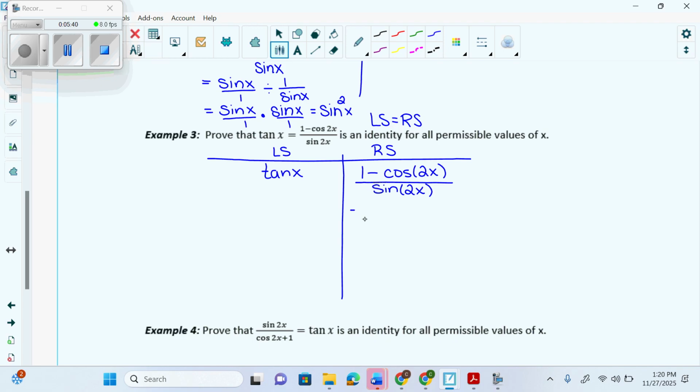Sine 2x, I can change to 2 sine x cos x. There's only one formula for that. They're all multiplied together, so I can put them in their own separate brackets.